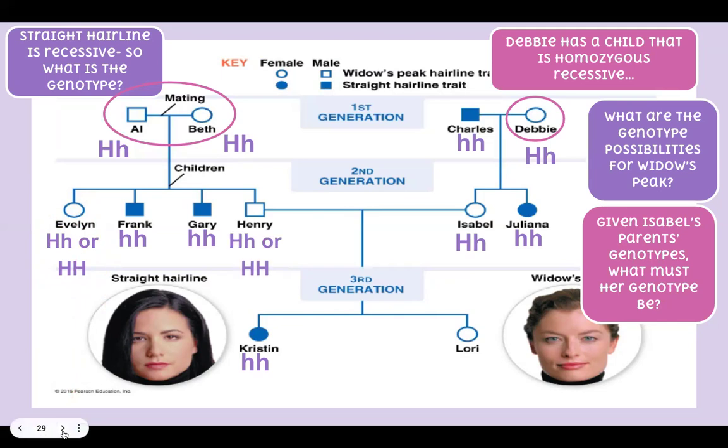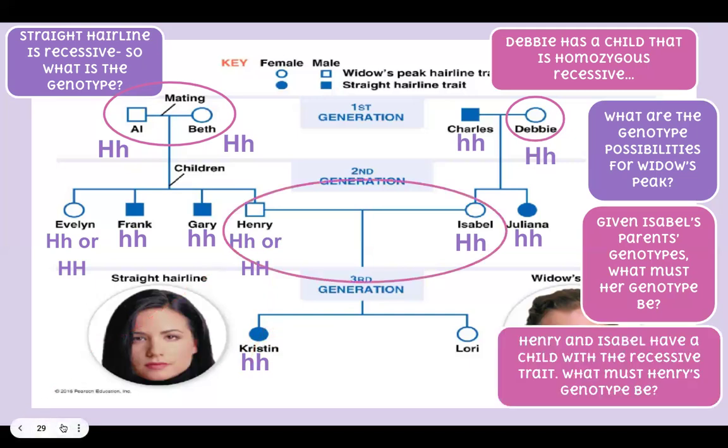Now, for Henry, we have that same predicament, but Henry is married and has children, so we can probably narrow it down. Okay, now Isabel, his wife, is heterozygous, and they have a child, Kristen, who's homozygous recessive. So Henry must also be heterozygous to end up with that option.